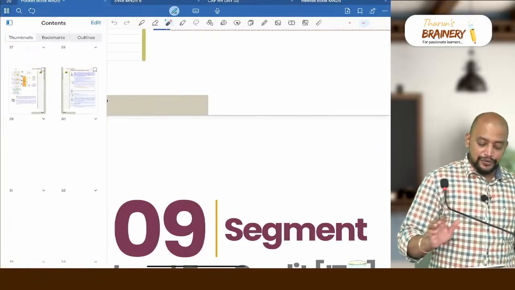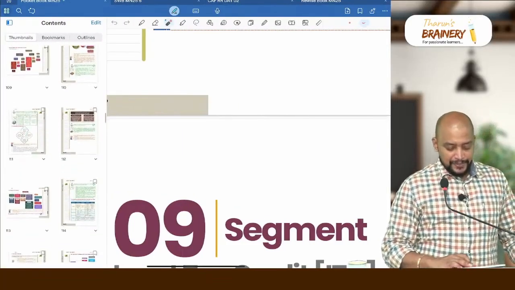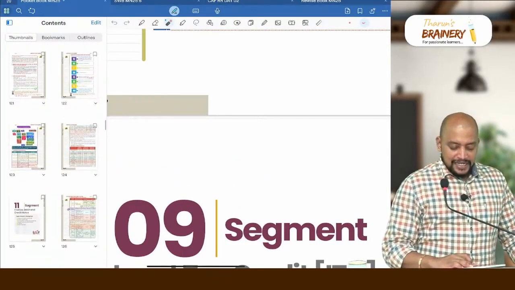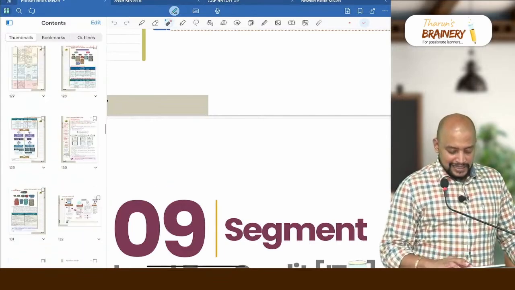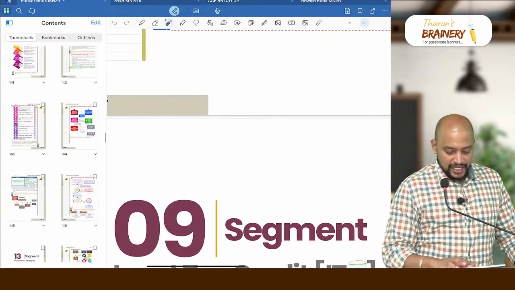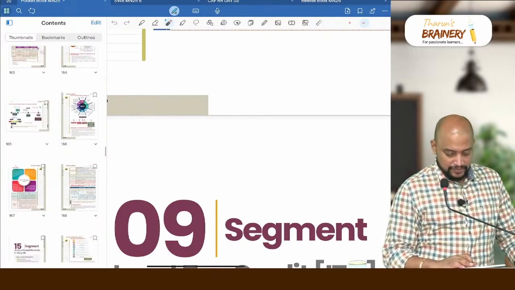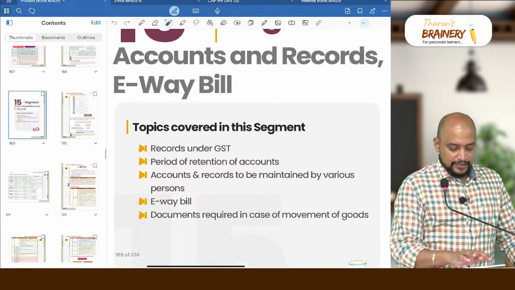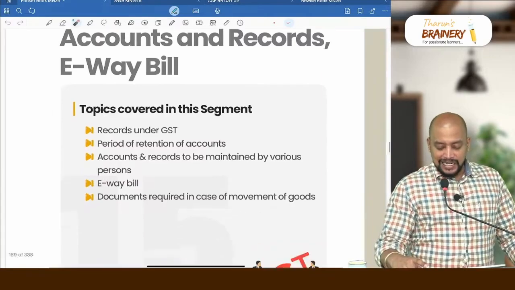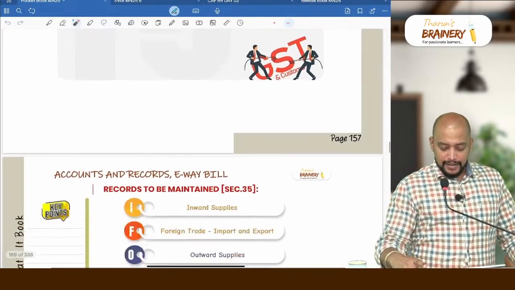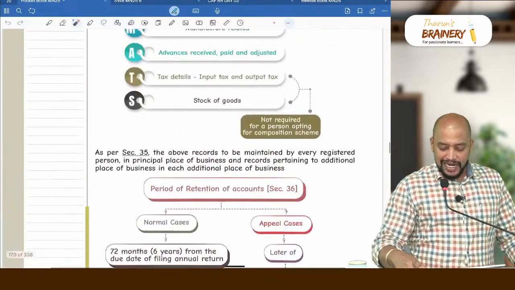And now we are moving on to another area. So already we discussed accounts and records. Let's complete that accounts and records fully. Accounts and records and e-way bill, page number 158.